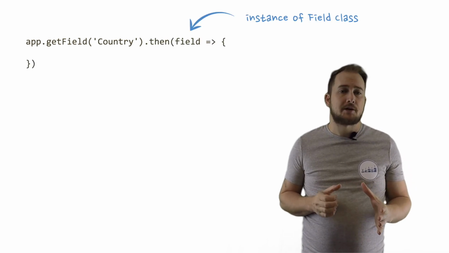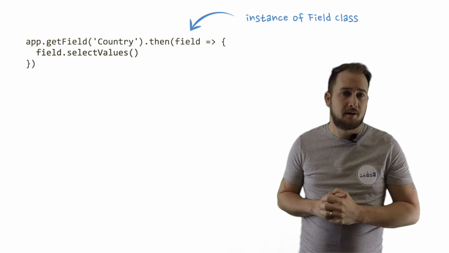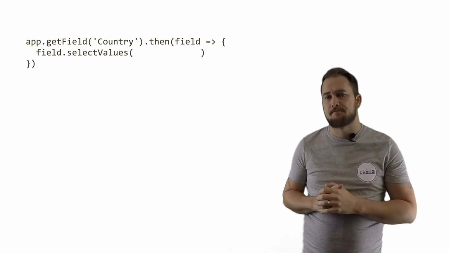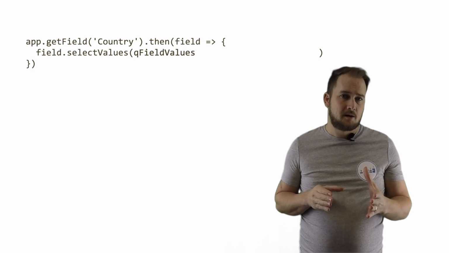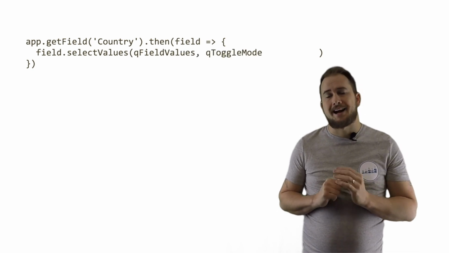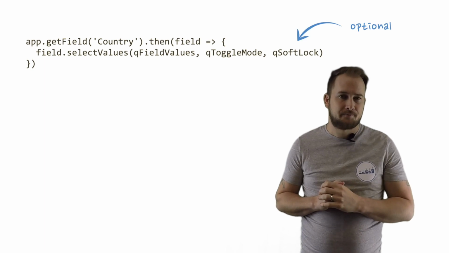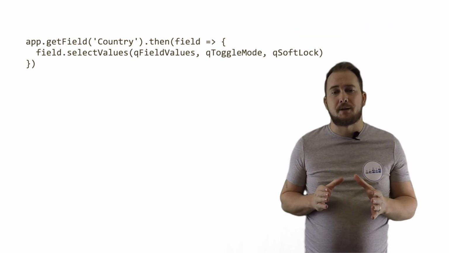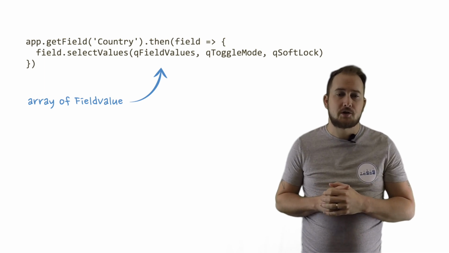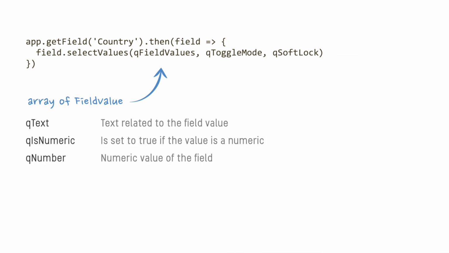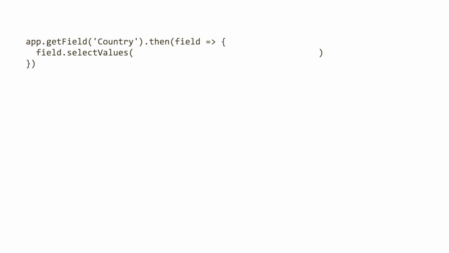To make the required selection, we can call the selectValues method, which accepts up to 3 parameters: the values we want to select, the toggle mode to use, and how we want to manage locked selections. The values to select should be an array of field value objects, which can have these properties. In our case, we're selecting a string, so we'll use the qText property, and we'll set the toggle mode to false to ensure that the selection is made regardless of the current selection state.